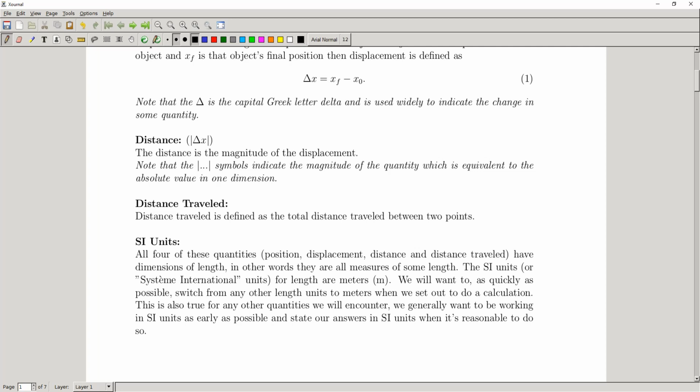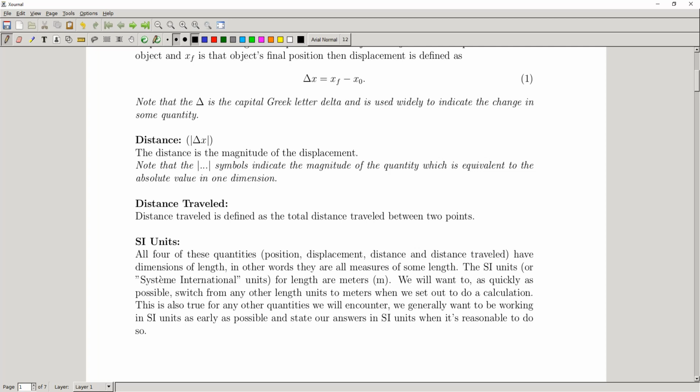The SI units, or System International units, for all these things are meters. Position, displacement, distance, and distance traveled are all measurements of length, and in SI units we measure all of these in meters. And so in general, we're always going to want to convert back to meters when we're doing calculations that deal with distances, right?